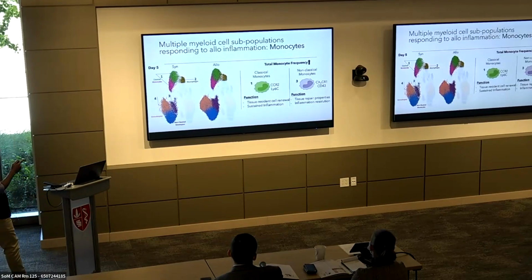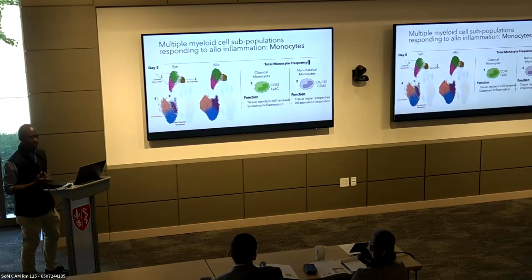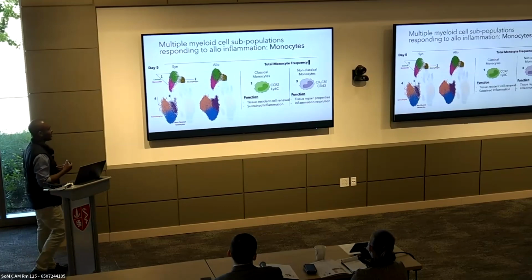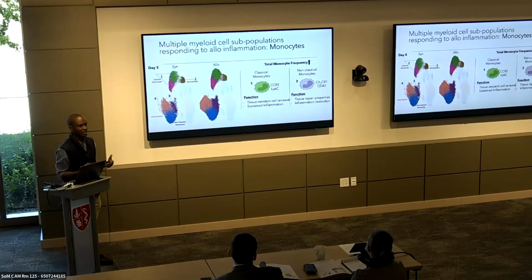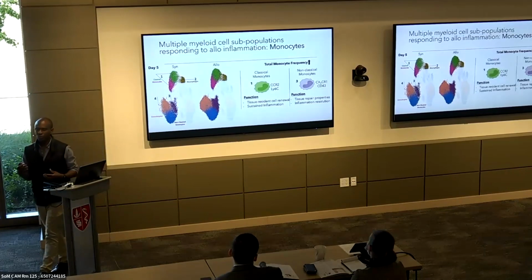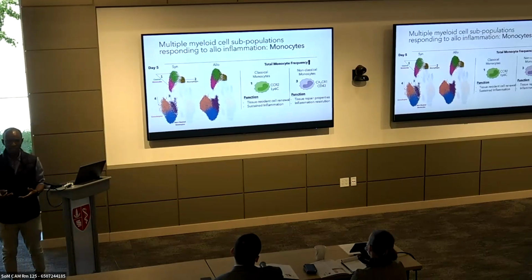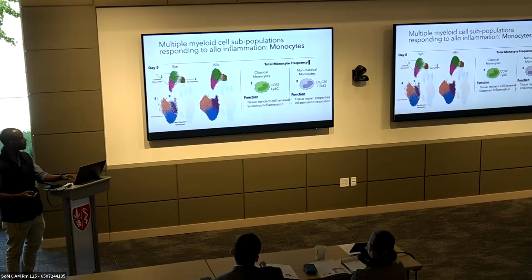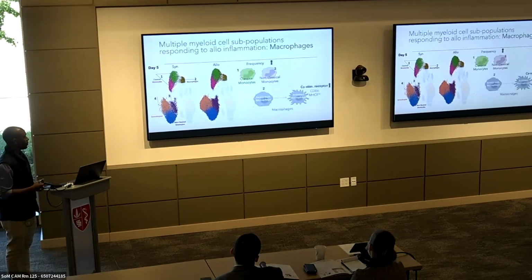And the classical monocytes in particular are important. They're also known as inflammatory monocytes. They will sustain inflammation in this setting, and they will participate in renewal of tissue-resident cells such as dendritic cells and macrophages. Now, these macrophages are also interesting.